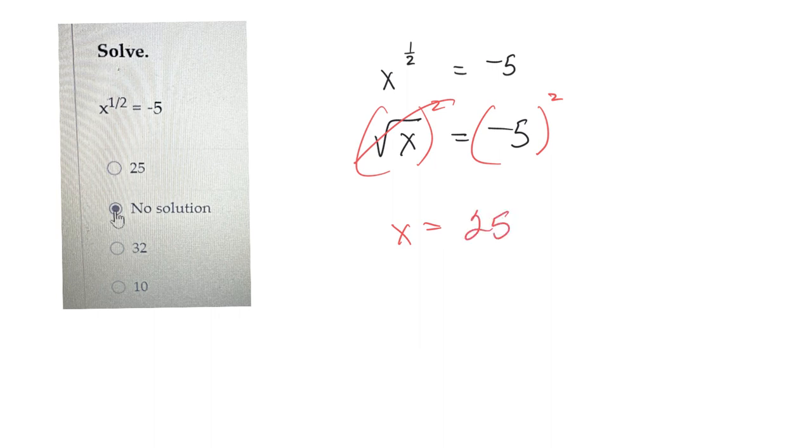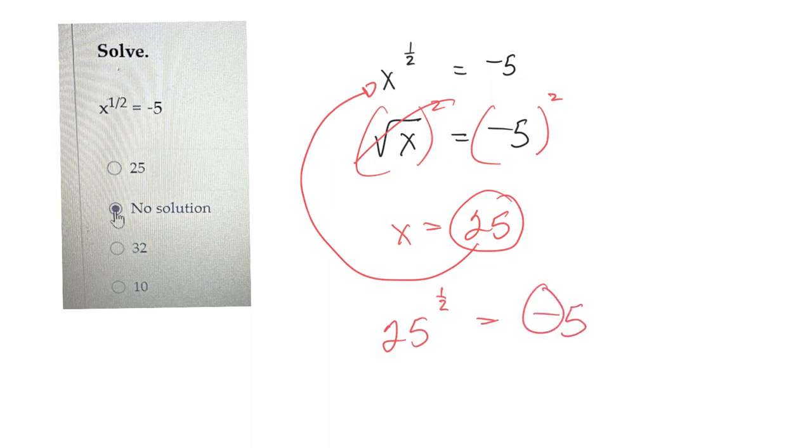So I'm feeling pretty good at this point. However, if I take the 25 back there and plug it in, 25 to the 1/2, if I plug that in my calculator, I don't get the negative. Therefore, on this question, I'd say no solution. So I think that's correct.